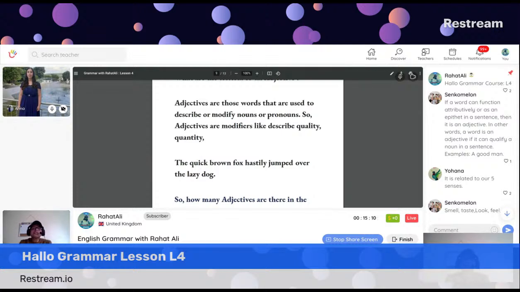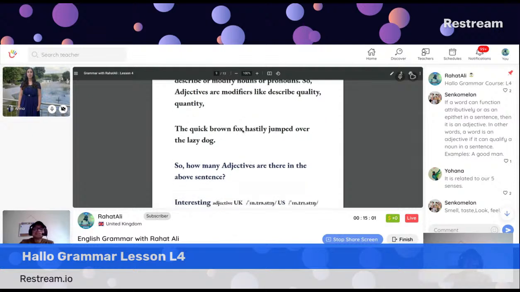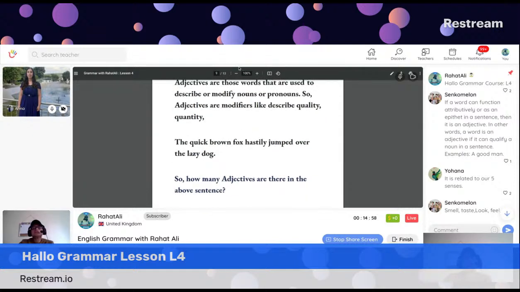Okay, this sentence: the quick brown fox hastily jumped over the lazy dog. So there is a question: how many adjectives are there in the above sentence? The sentence has unique information. The information is that this is a sentence which has all the letters of the English alphabet, A to Z. You see, you can find A B C D E F G H I J K L M N O P Q R S T U V W X Y Z. We call it Zed in British English. Americans call it Zee. Okay.